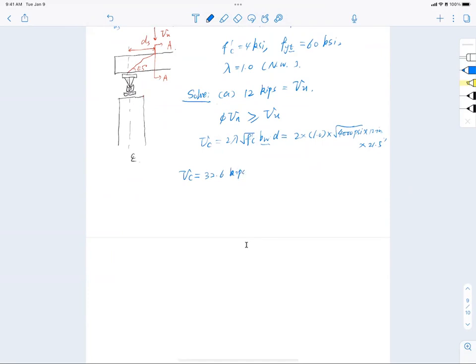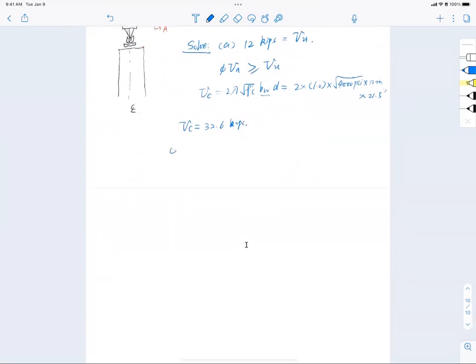Save you the hassle, I just did it myself. And then with that, I say phi Vc, which is the reduced shear resistance of the concrete. You know that the reduction factor phi for shear is 0.75, and that is 0.75 multiplied by 32.6 kips, which gives 24.5 kips. Immediately, you can tell this is bigger than the applied shear Vu of 12 kips.